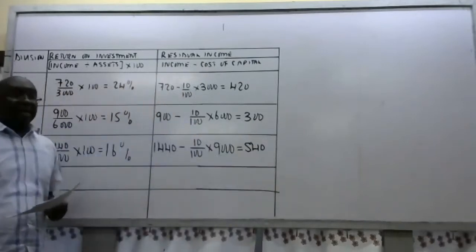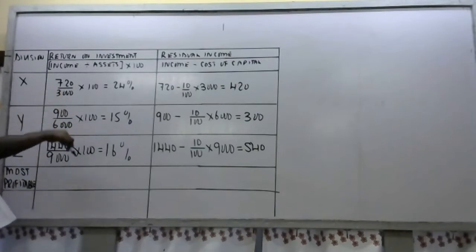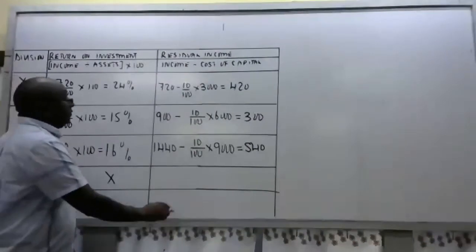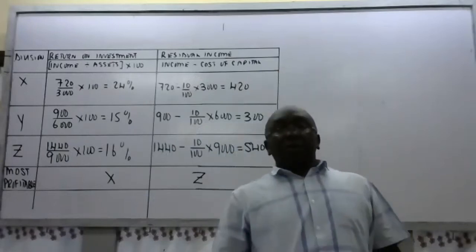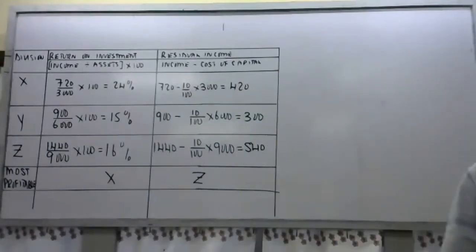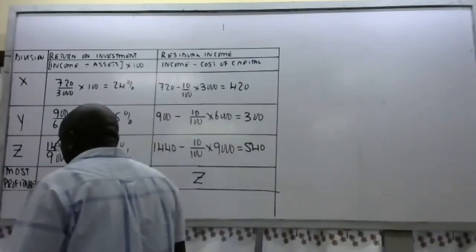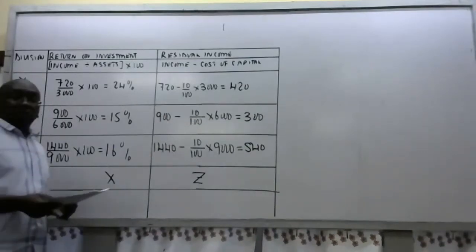So the question had asked us to say which one is the most profitable. So the most profitable in terms of this one is division X, and this one is division Z. Then we go to the next.